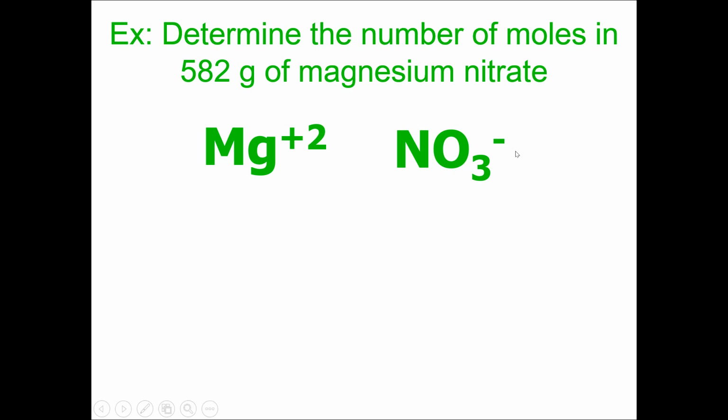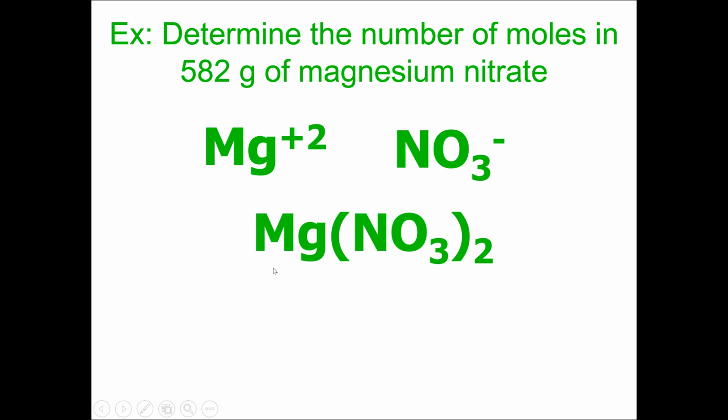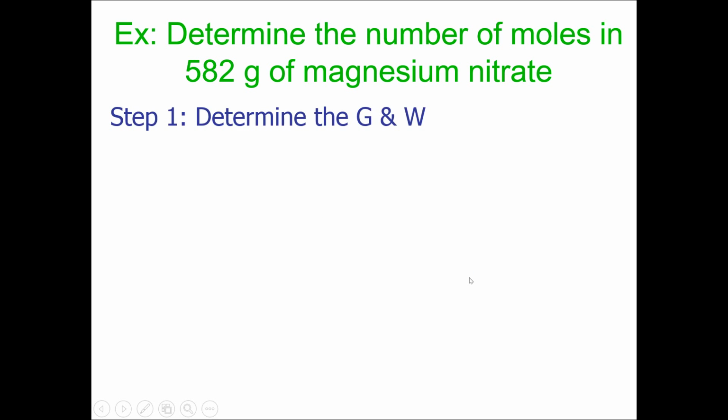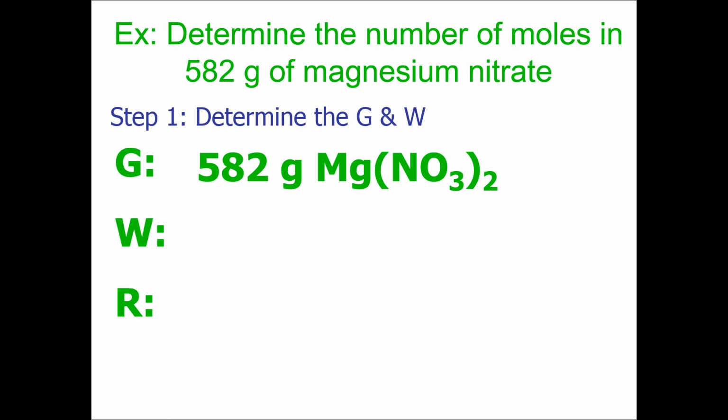Or you can apply the crisscross method in this case, and you end up with a formula that looks like this. Mg inside of your parentheses, NO3, and then a 2 on the outside of the parentheses. Here's our formula for magnesium nitrate. Let's go back to the problem and set up our G and W now that we know what the formula is for magnesium nitrate. We have 582 grams of magnesium nitrate as a given.